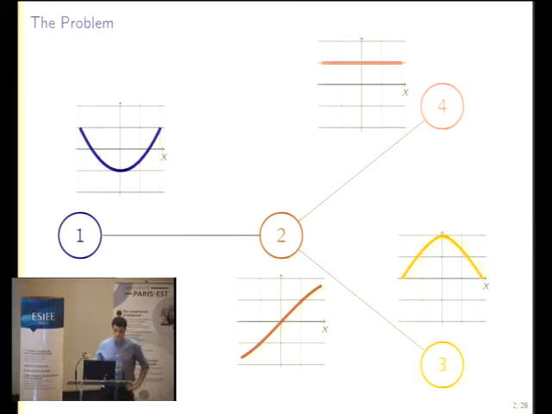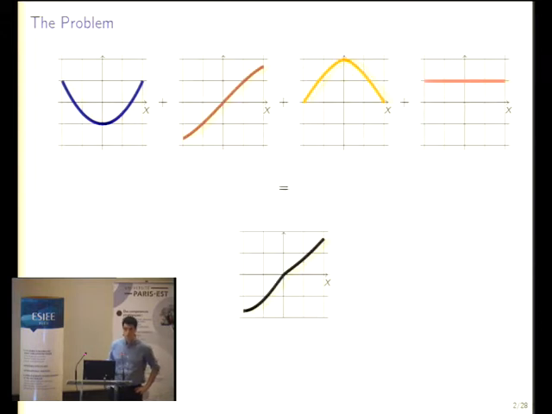And the aim is not to find the minimum of the local cost function, but to find the minimum of the aggregate function. So if I compute the sum of all the functions of all the agents, I come up with this black curve here. And the aim is to find the minimum of this black curve. And the problem is due to the fact that no single agent in the network knows the black curve. And so we have to solve the problem distributively.